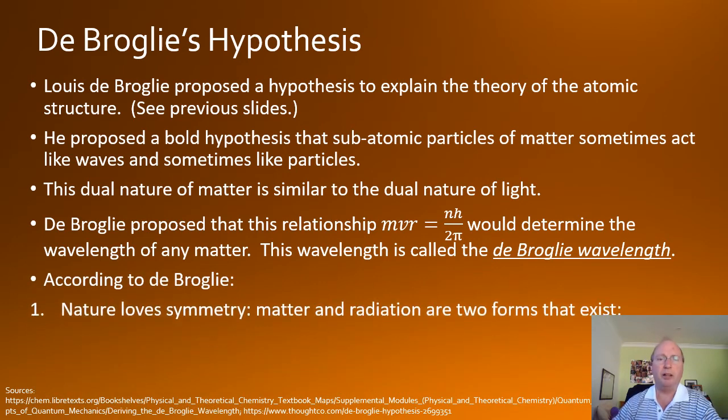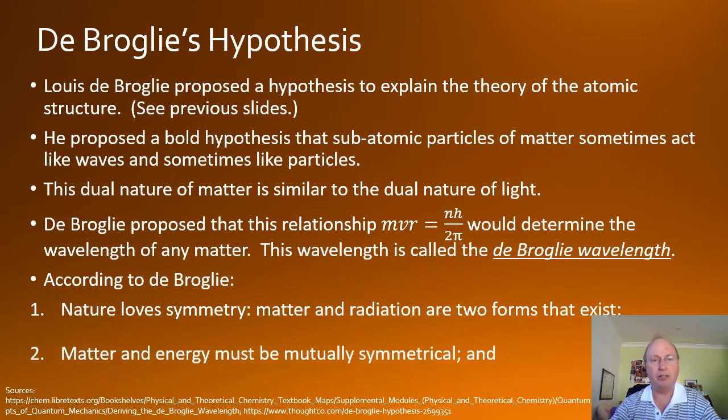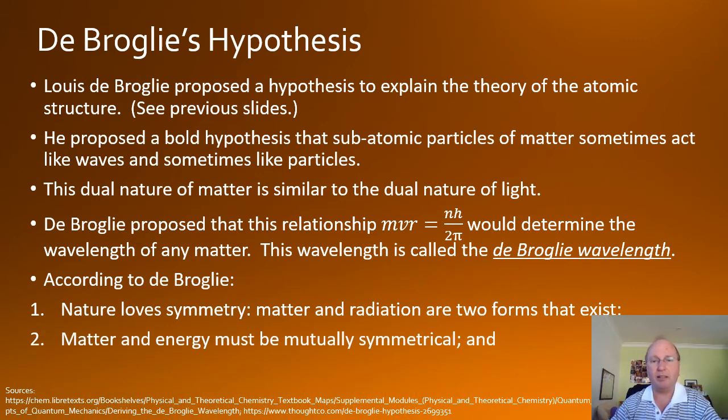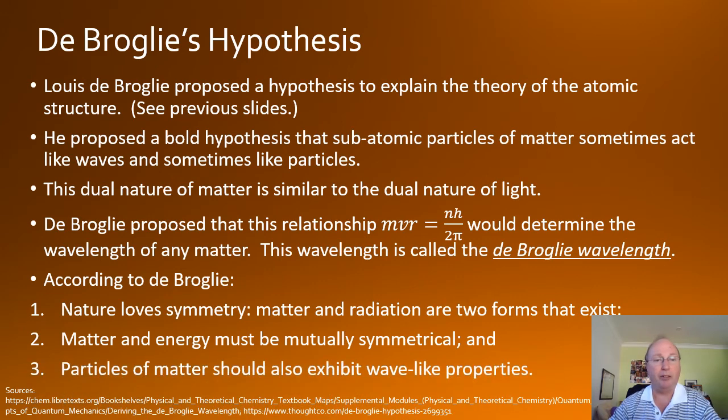According to de Broglie, firstly, nature loves symmetry, so matter and radiation are two forms that exist. Secondly, that matter and energy must be mutually symmetrical. And thirdly, particles of matter should also exhibit wave-like properties.